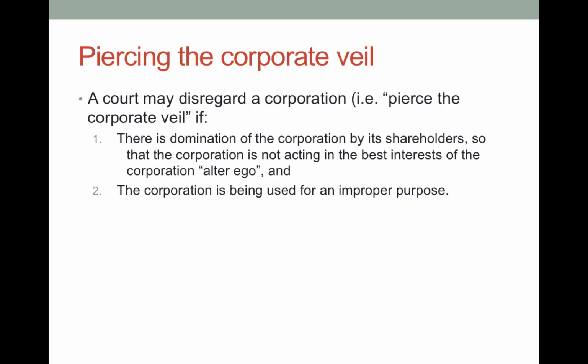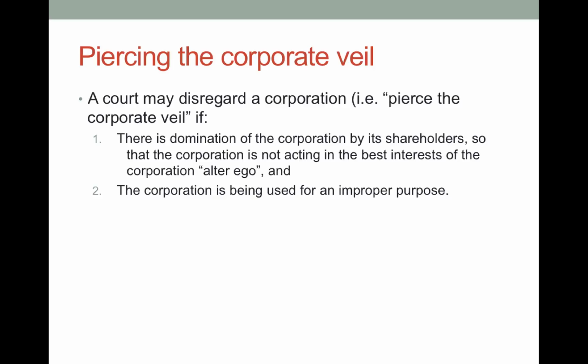Now, when will this happen? It generally occurs if two things have happened. First, if there is domination by the corporation, by its shareholders, so that the corporation isn't acting in its best interests, but instead is an instrumentality for the shareholders' own benefit, not for the business's benefit.